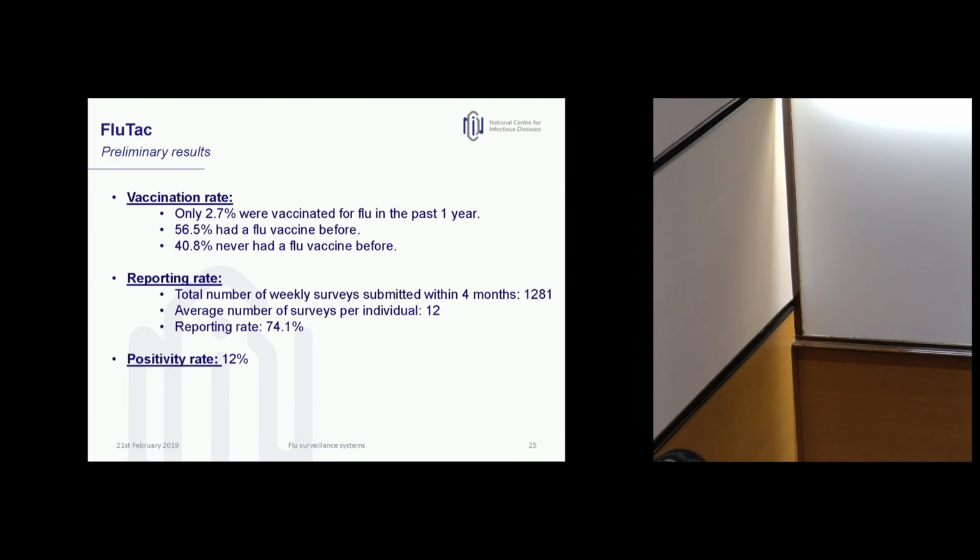So this was only 4 months. Yes, to submit your weekly survey. Because it was only 4 months, we did get a pretty high reporting rate. And I think a lot has to do also with our company tiered reimbursement scheme that encourages people to submit. So actually we got a pretty high submission rate. Positivity rate for flu symptoms is about 12%.